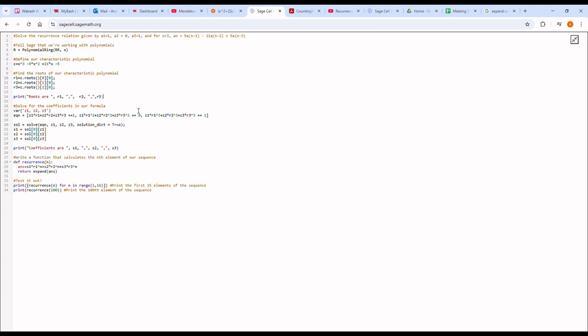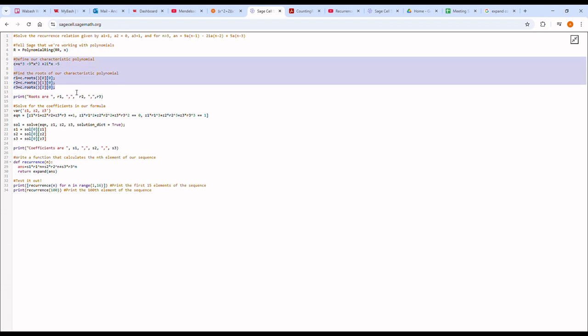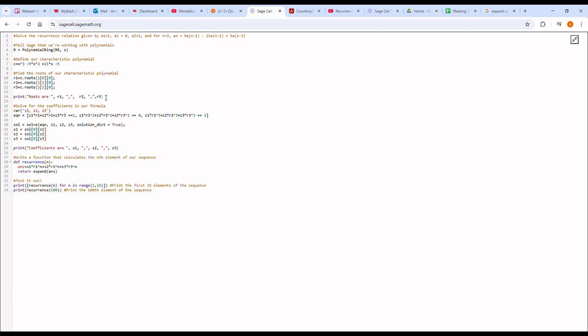Now, instead of having to write out square root of 3, negative square root of 3, all these times, all I really need to do is save those roots into these variables R1, R2, and R3, and then I can use them however I'd like. So this first bit of code here defined my characteristic polynomial and found its roots. Once I've done that, I'm now ready to try to solve for the coefficients in my formula.